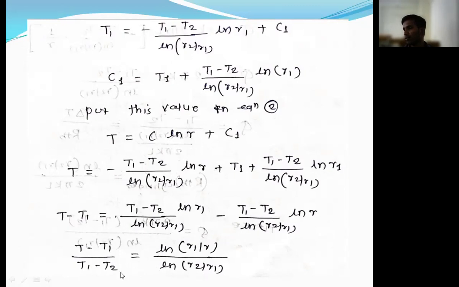Okay, so what equation do we get? T minus T1 upon T1 minus T2 is equal to ln R1 by R divided by ln R2 by R1. Okay, so can anyone tell me what is the use of this equation?